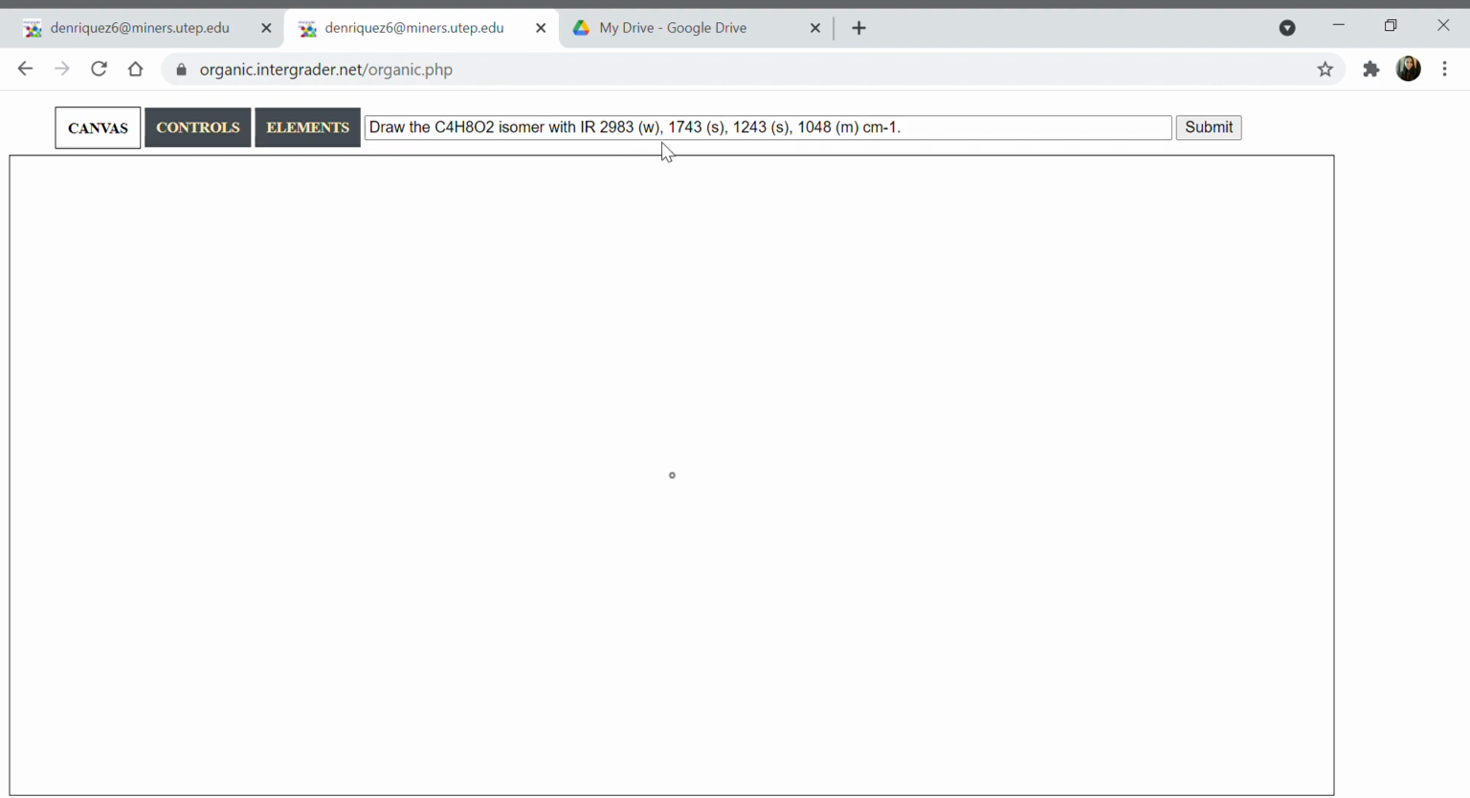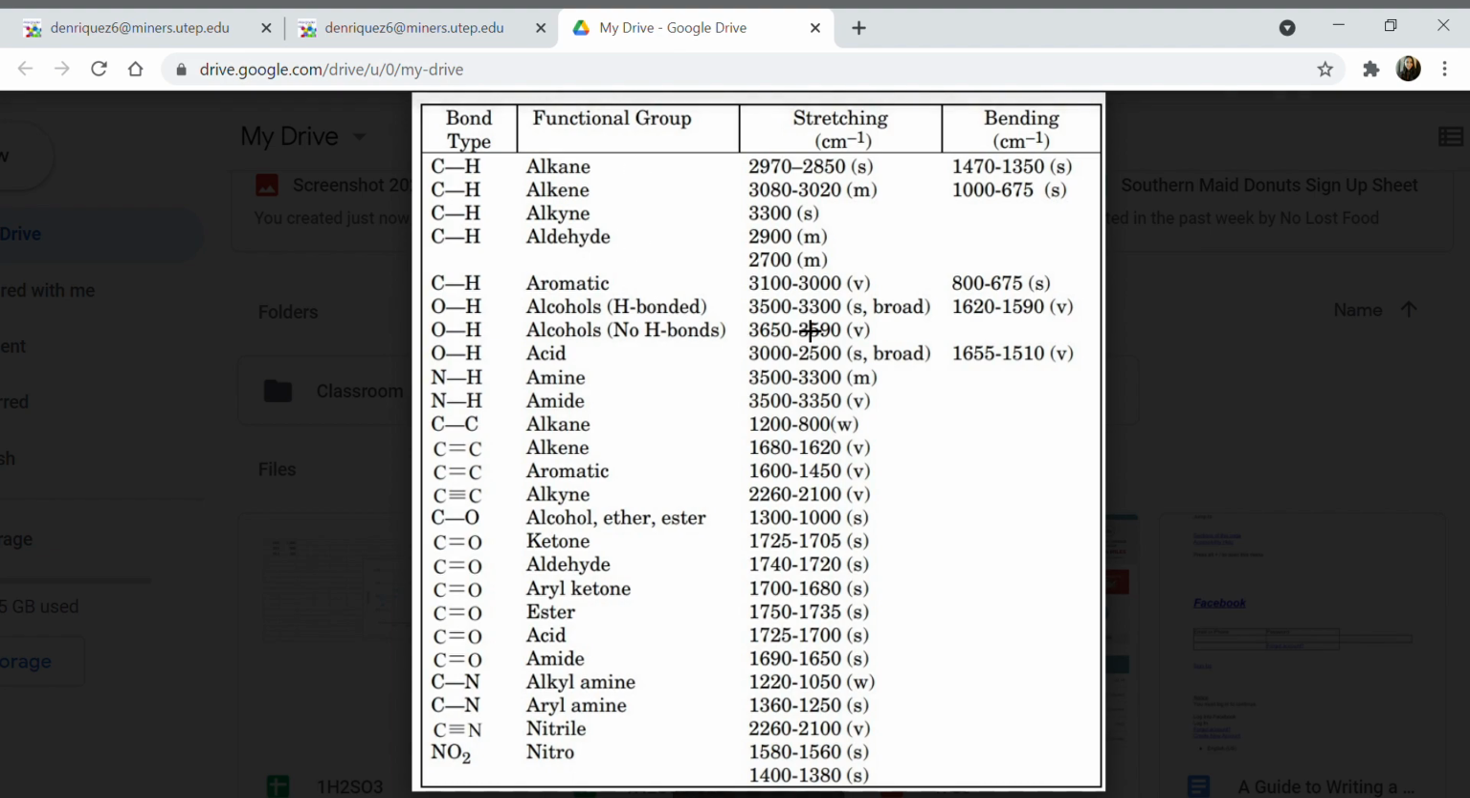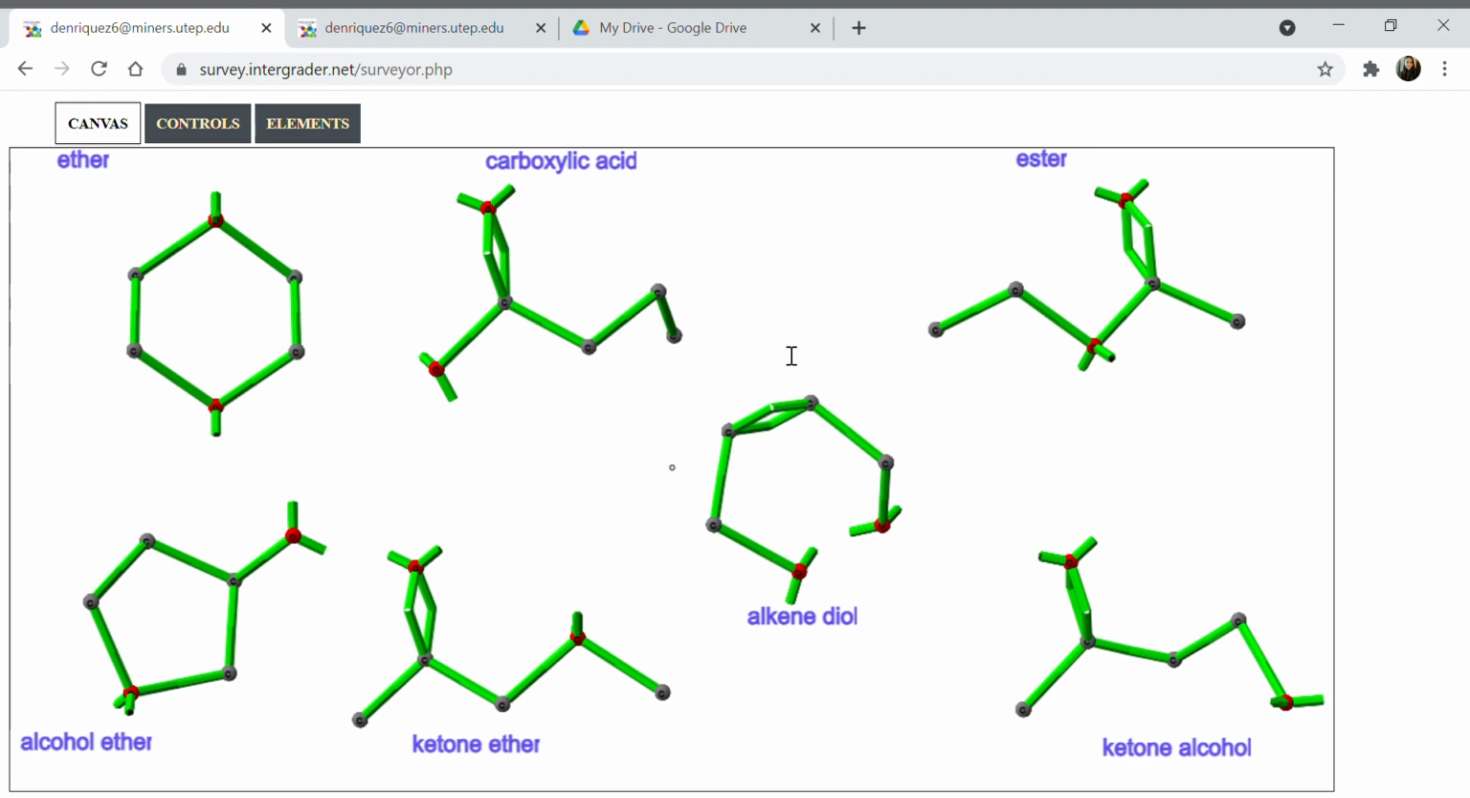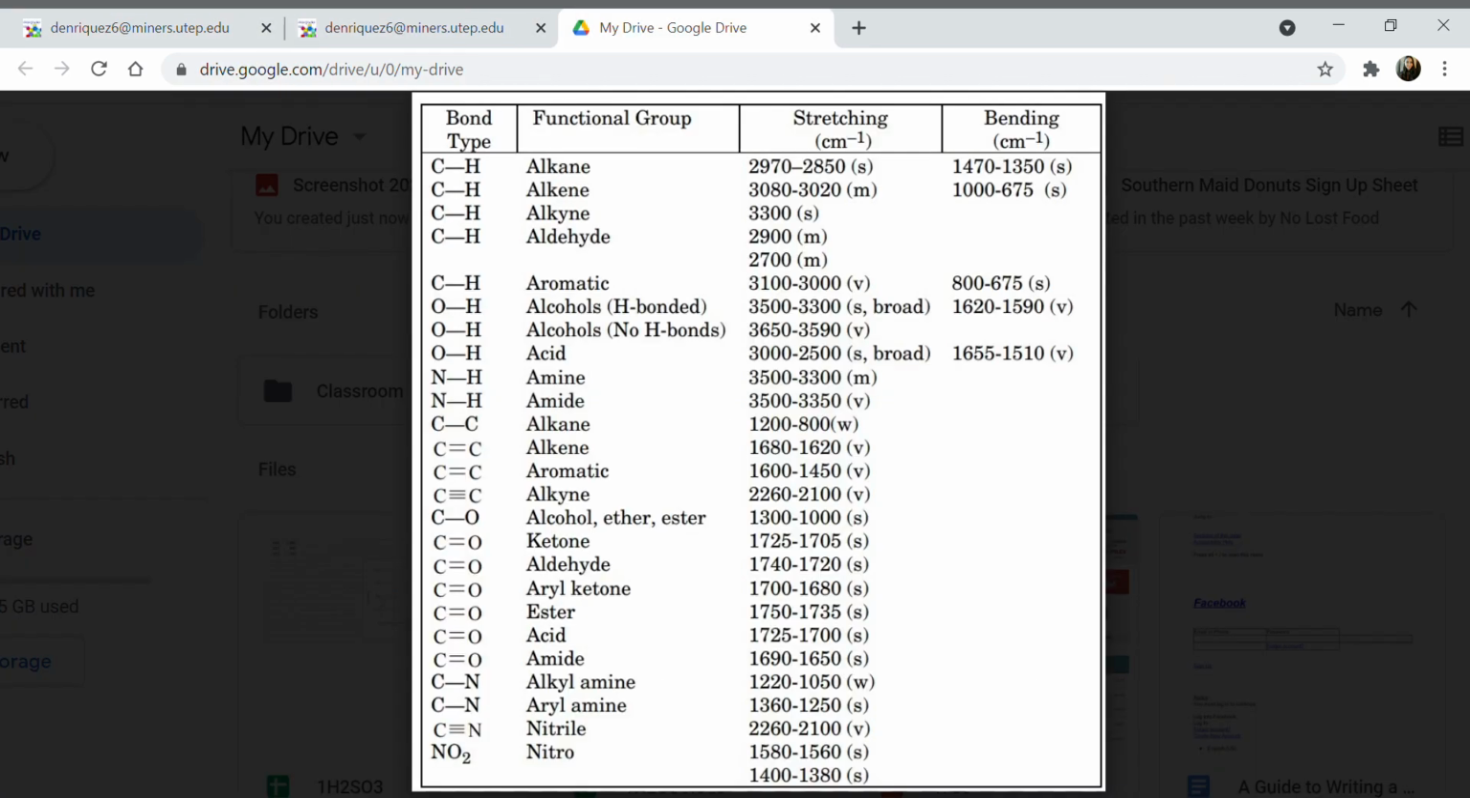So let's start with looking for 2983W. I think this one I actually couldn't find because there's no W on here. So I went ahead and skipped it and went to 1743S. And also I have a notebook where I wrote down what each of the numbers corresponded to, and then I put it together with looking at this and what fit into there. So 1743S. And look, it's an ester because it belongs in between here. So I'll go on to 1243S.